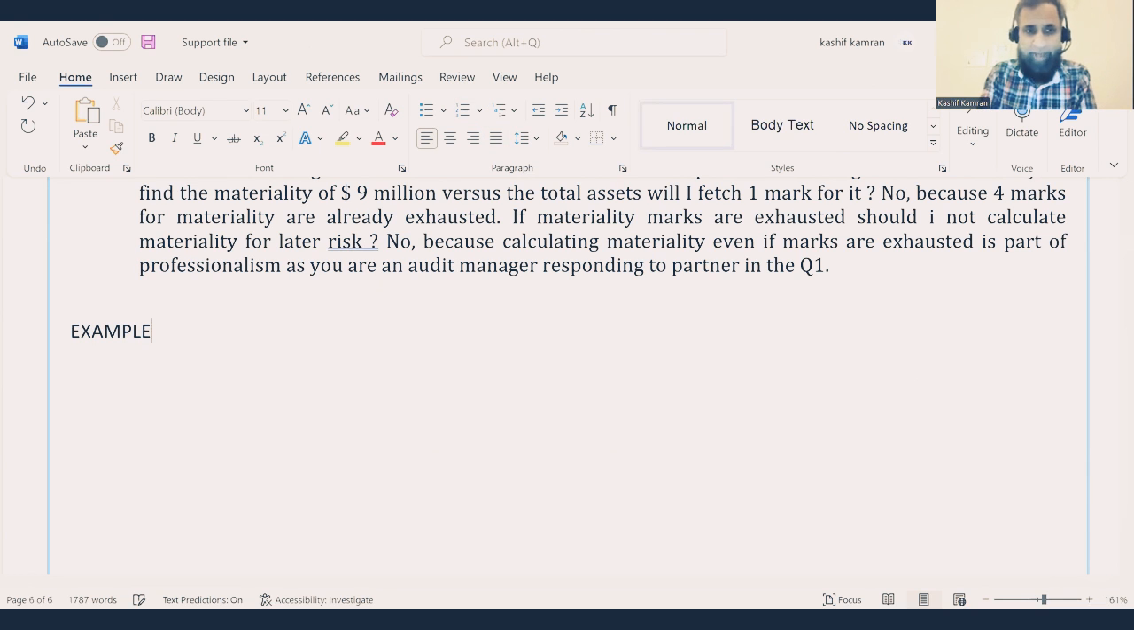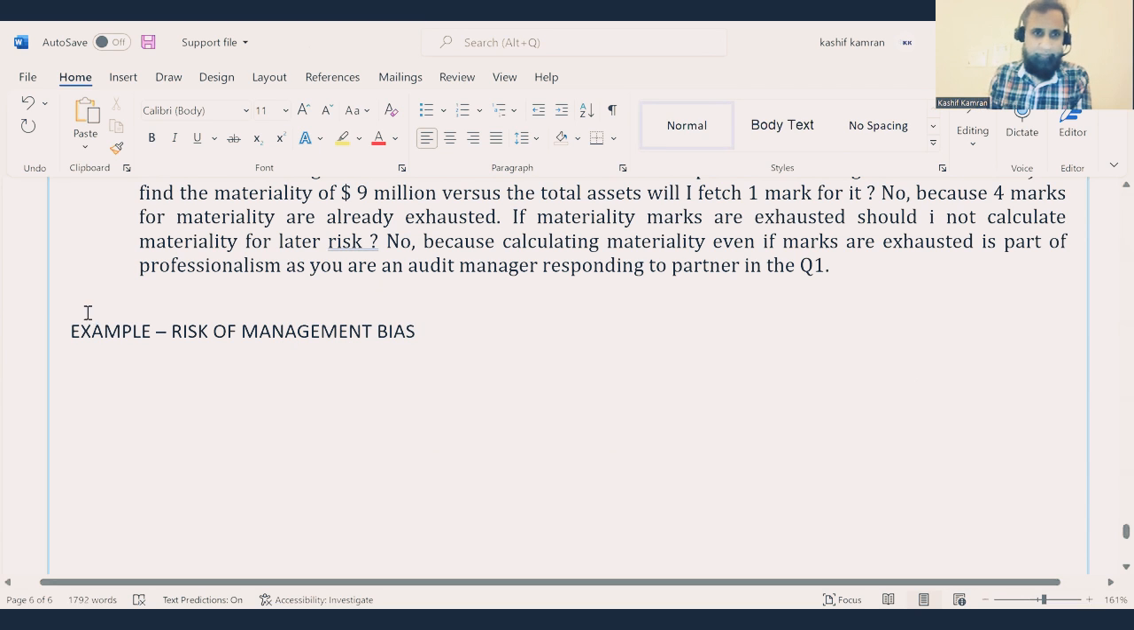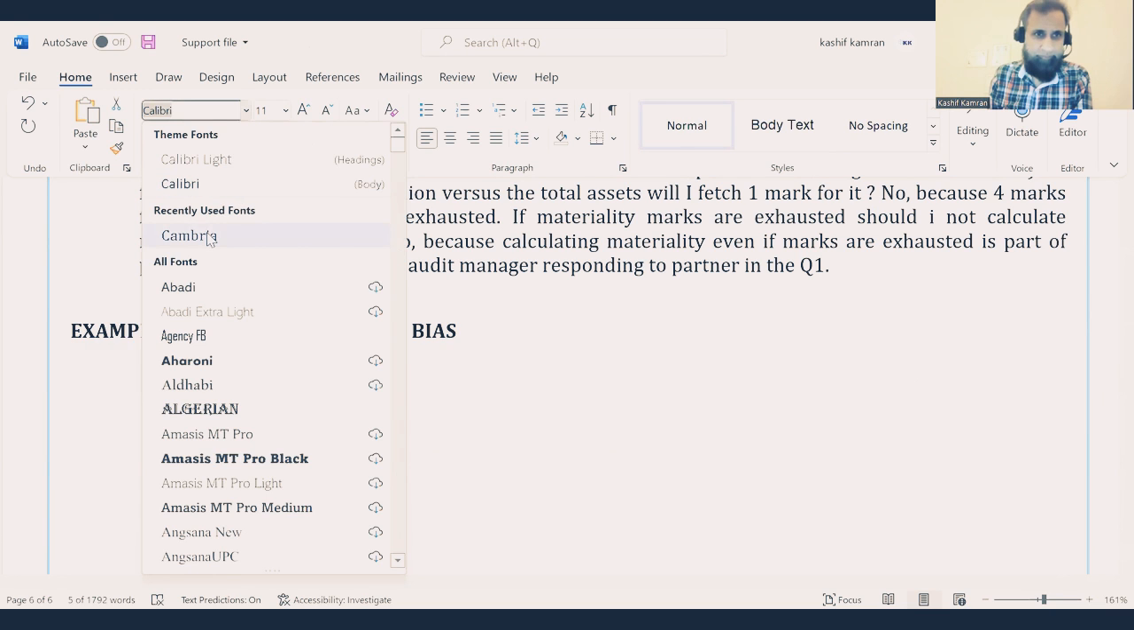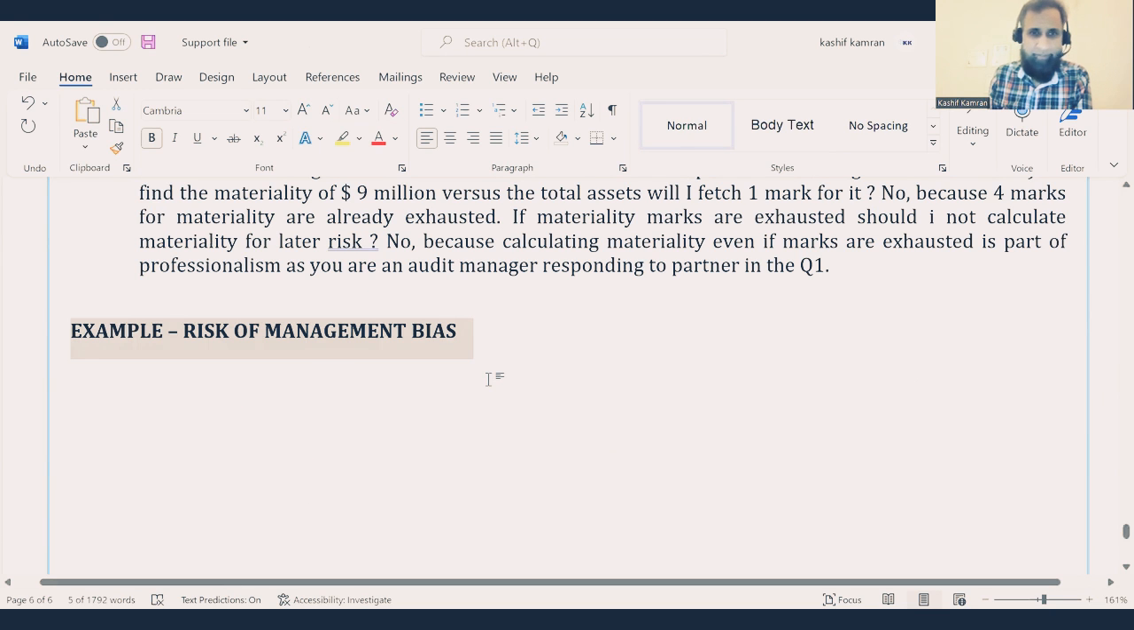Can you see the Word file back on screen?